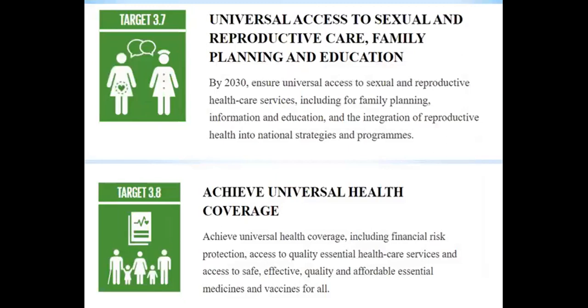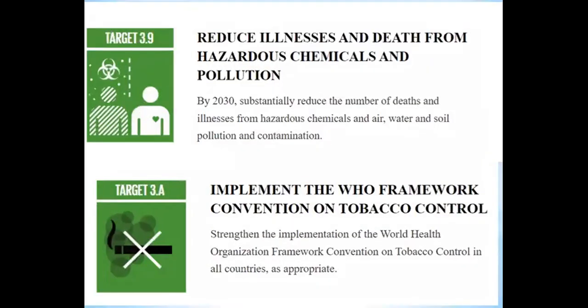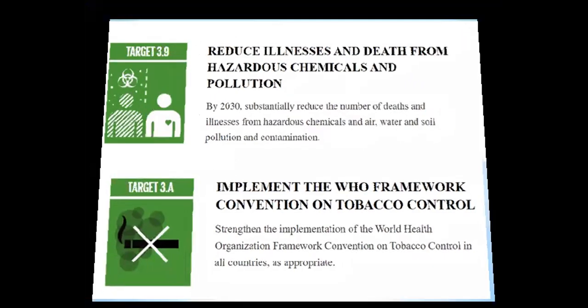Target 3.7 is universal access to sexual and reproductive care, family planning and education. Target 3.8 includes achieving universal health coverage. Target 3.9 includes reducing illness and death from hazardous chemicals and pollution. Target 3.A includes implementing the WHO Framework Convention on Tobacco Control.